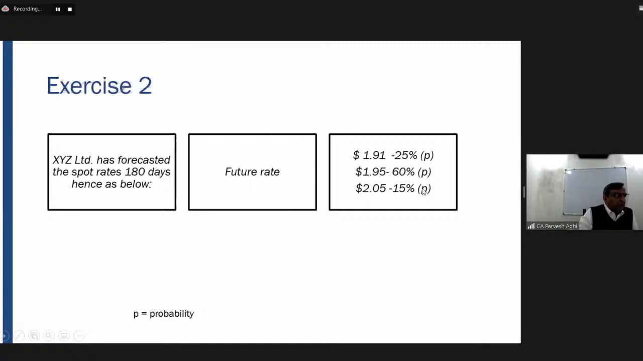P stands for probability. So this company says that these are the various chances of how the pound will behave. These are the various chances of the dollar moving.